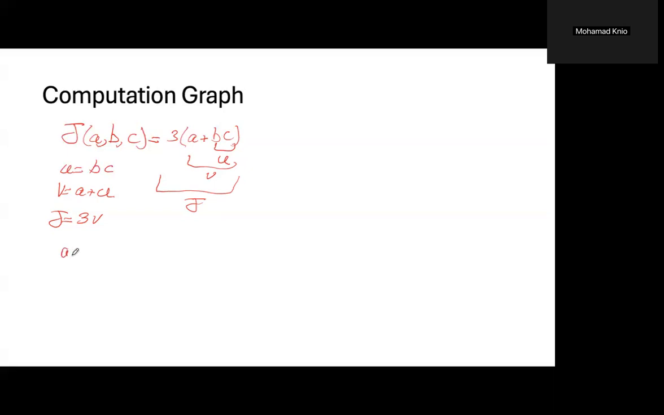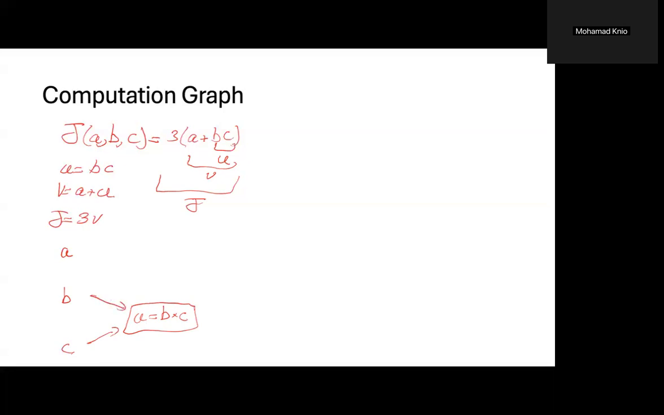So let's say we have A, B, and C. So the first thing that we need to do is compute U, and U is equal to B times C. So we can say that here U is B times C, okay? And we need two inputs to solve this. We need an input C and an input B.